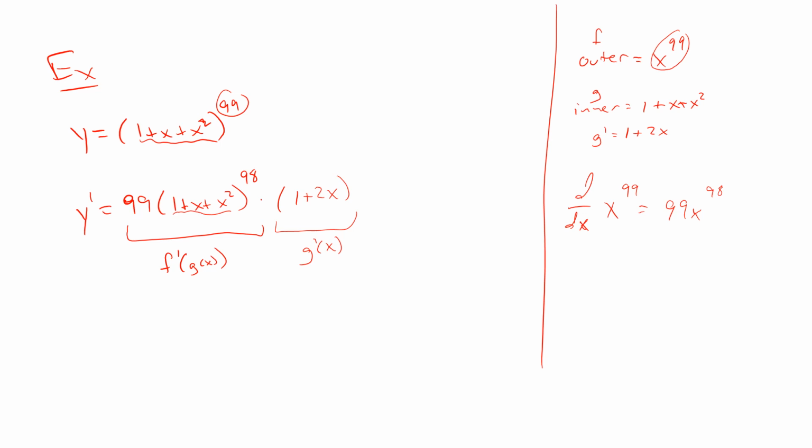Alright, so the basic idea is you have to identify what your outer function is, do the derivative of that, and leave the inner function alone. Then to finish, you have to multiply by the derivative of whatever's on the inside, the derivative of that inner function.